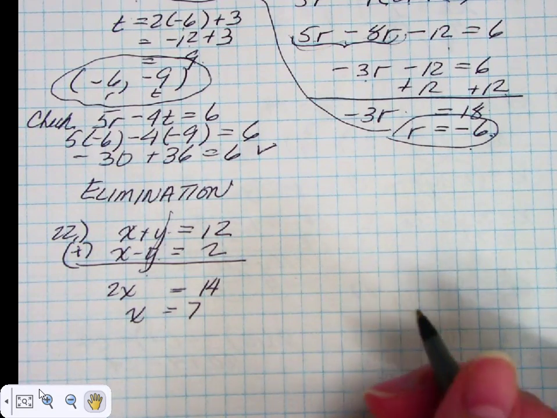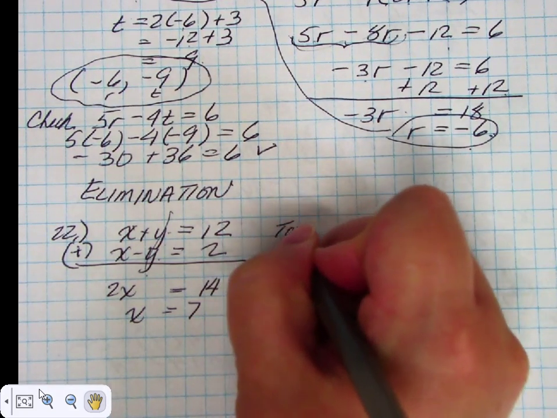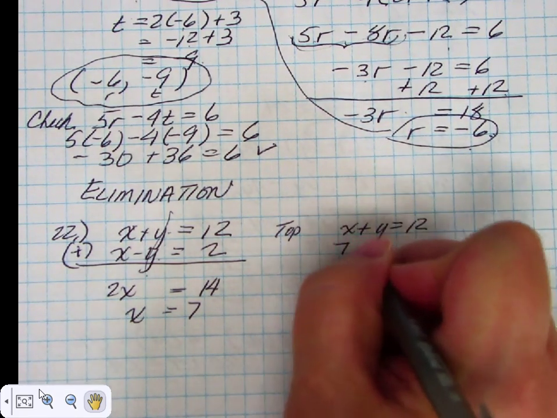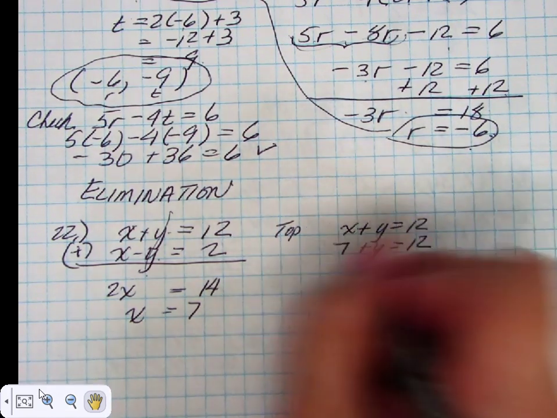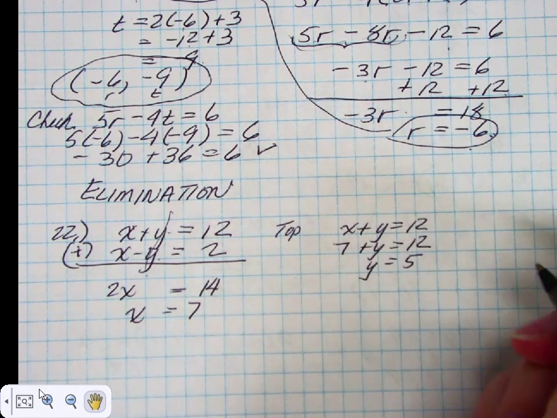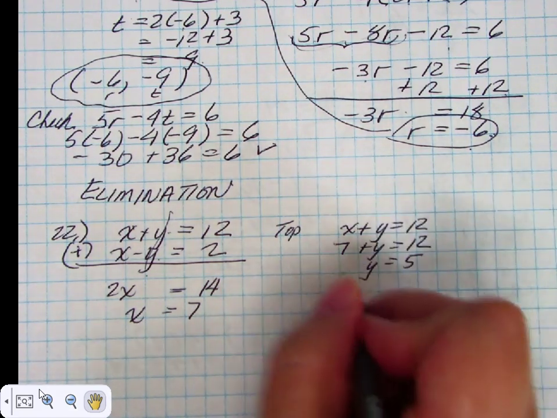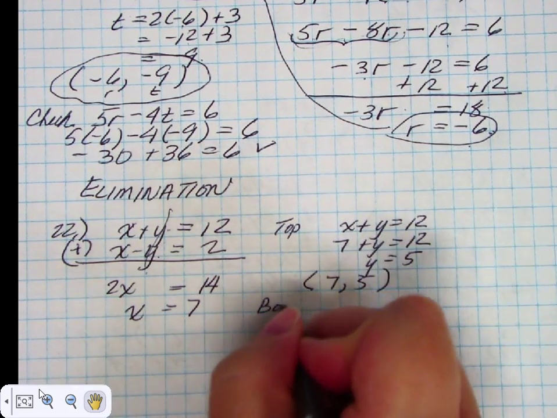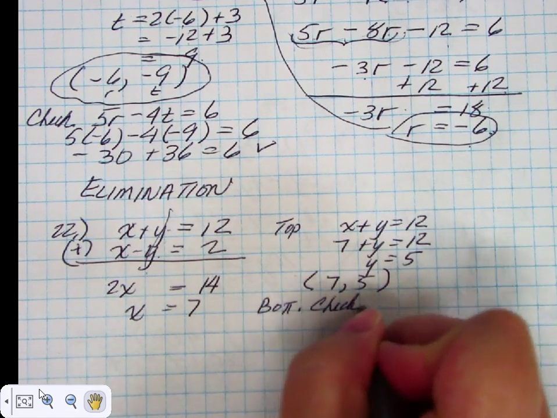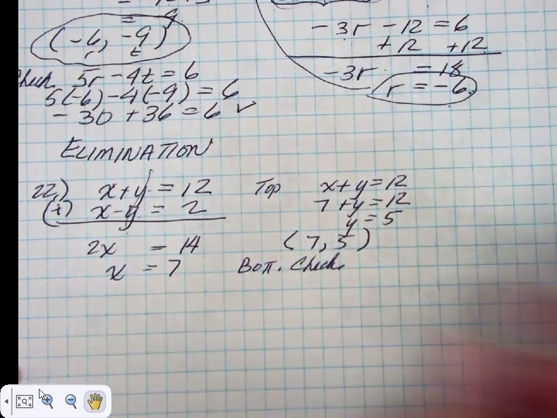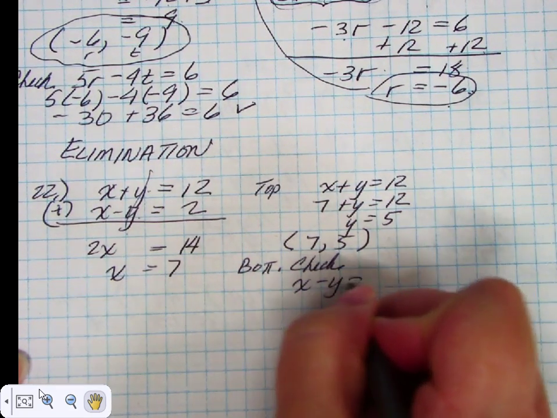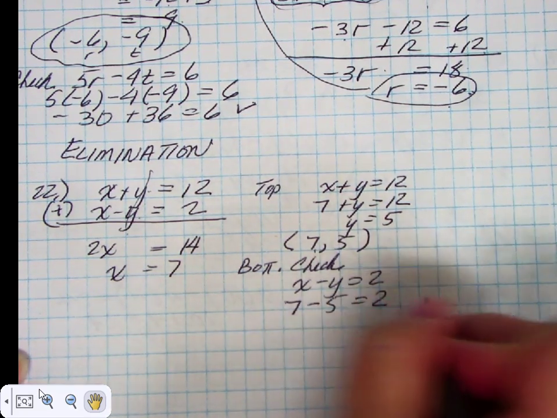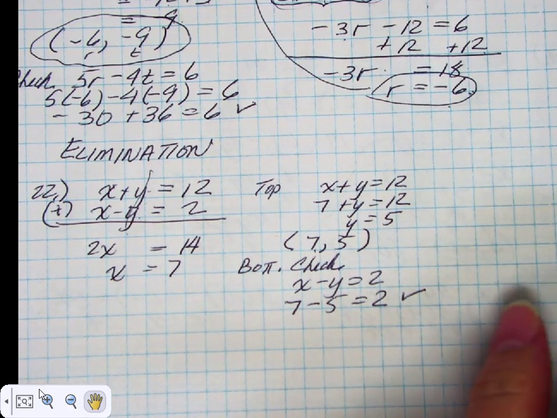Now remember, I have to solve for y. So I'm going to look at the top equation to solve for y. If x plus y is equal to 12, and x is 7, then what does that make y? Well, if I subtract 7 from both sides, y is equal to 5. All right, so now we have the coordinate 7 and 5, and I want to check with the bottom. So use the bottom one to check, and that way you'll know it works for both. So if I say x minus y is equal to 2, remember this is your x, this is your y, and it works. So I think you're going to like elimination.